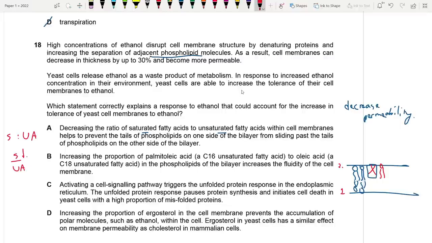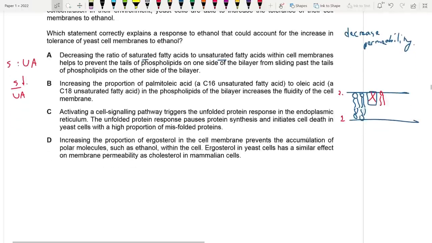See, as a result, cell membranes can decrease in thickness by up to 30%. Thickness decreases and becomes more permeable. This was the previous bilayer. Now it becomes like this. It becomes much less thick. But doing this, why A is the answer, I'll exactly tell you.